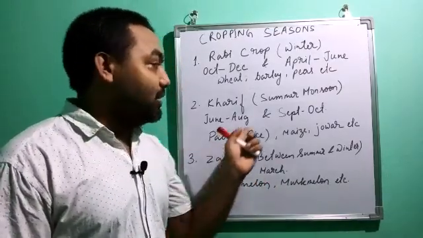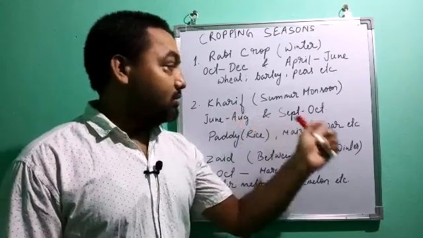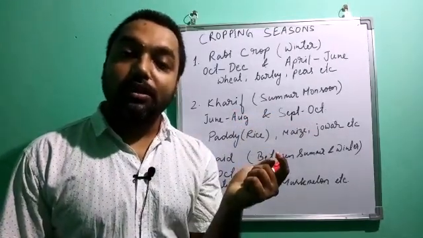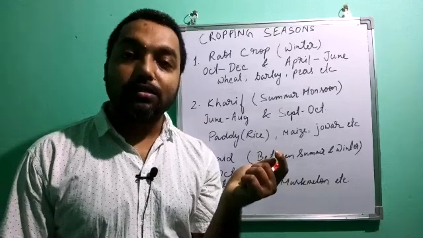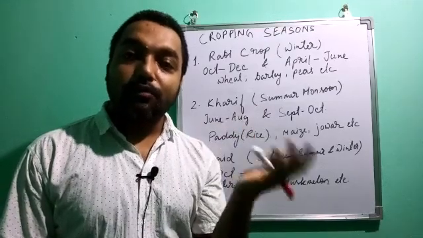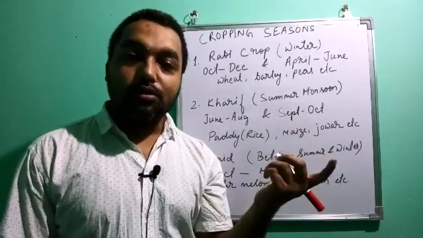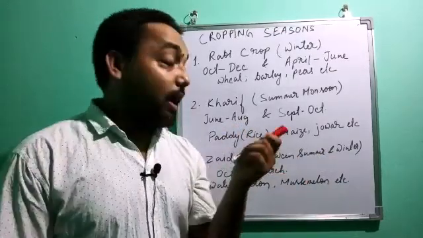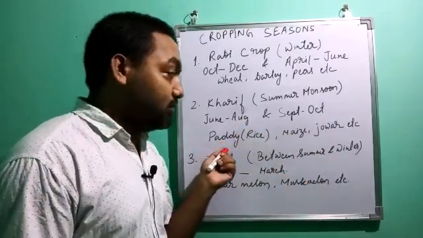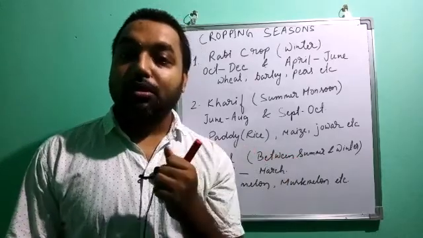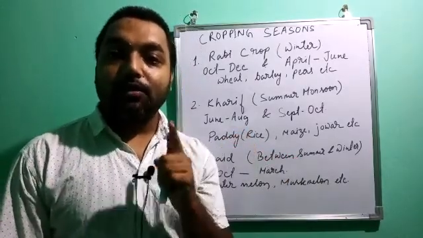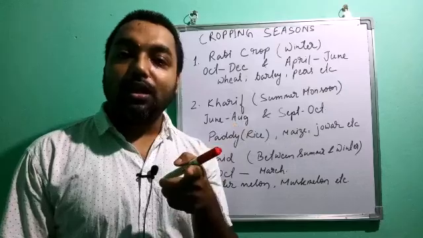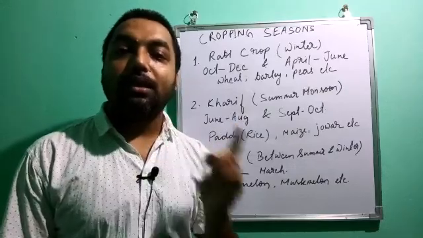But the Kharif crop is mostly cultivated in those areas like Assam, Odisha, West Bengal, then some of the coastal regions. In those areas, these Kharif crops are cultivated, and the most important crop in the Kharif crop is paddy or rice. There are three different kinds of rice that are grown in West Bengal and Odisha. These are called Aus, Aman and Boro.